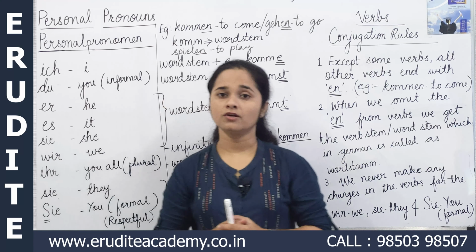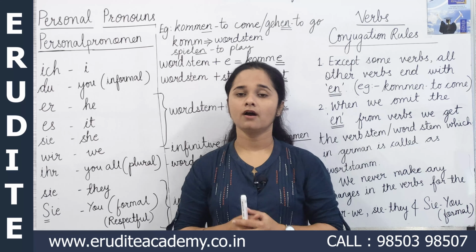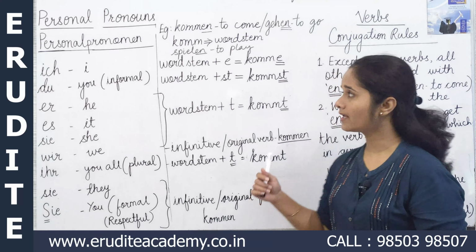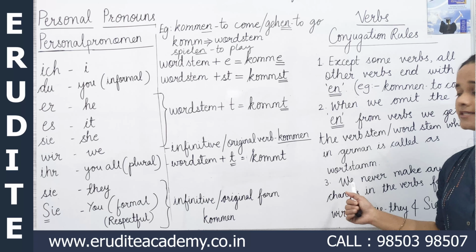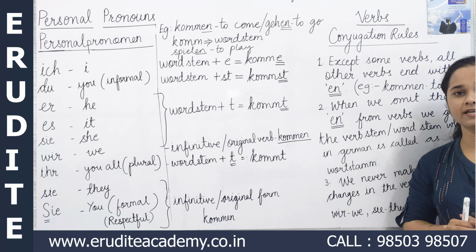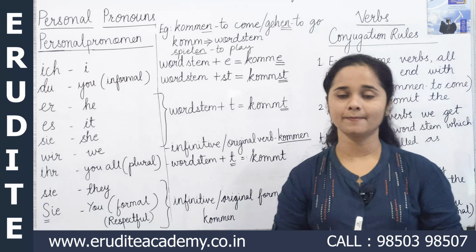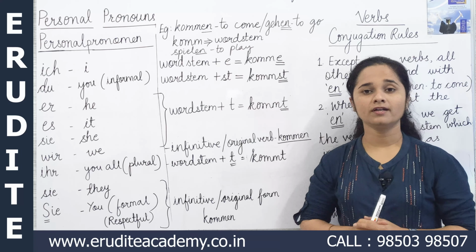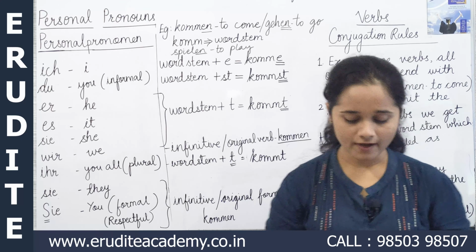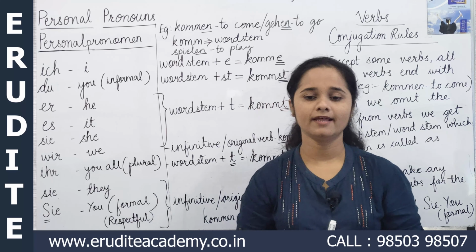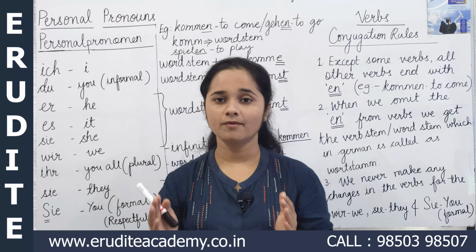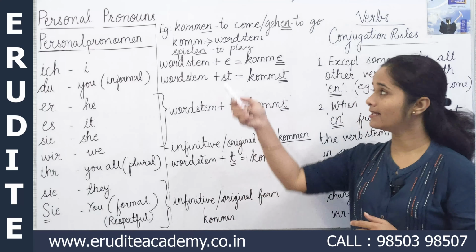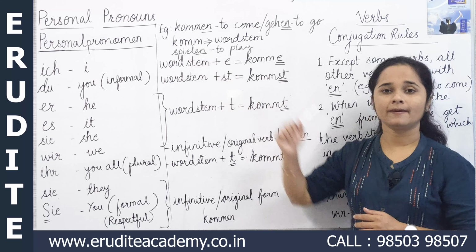Now let's go to the conjugation rules of the verbs according to the pronouns, or say according to the subjects. As I mentioned in the earlier point, we have to omit the en from the verb to get the word stem or the Wortstamm. So here, the word kommen means to come. If I omit the en from the verb, then the remaining part of that verb is komm.